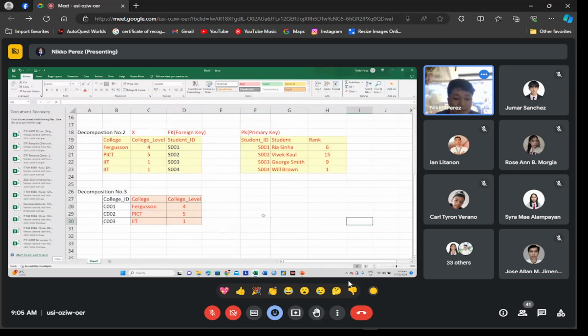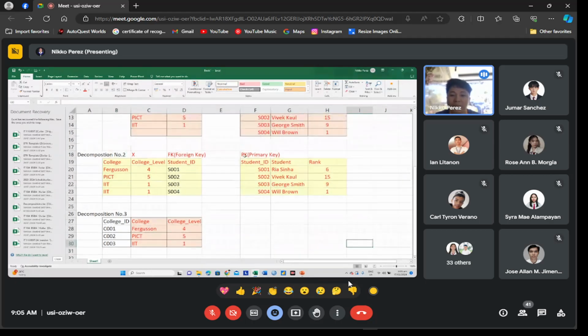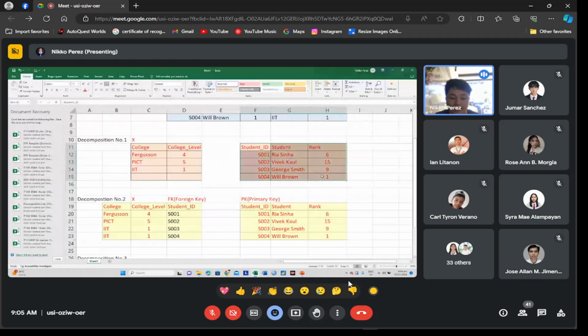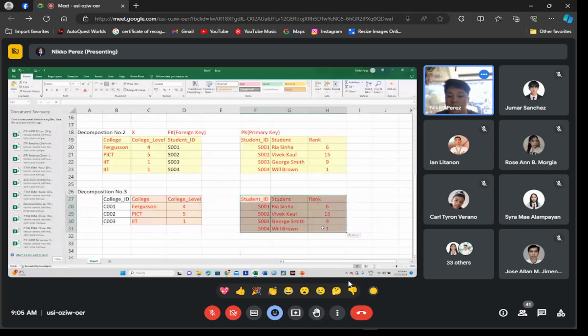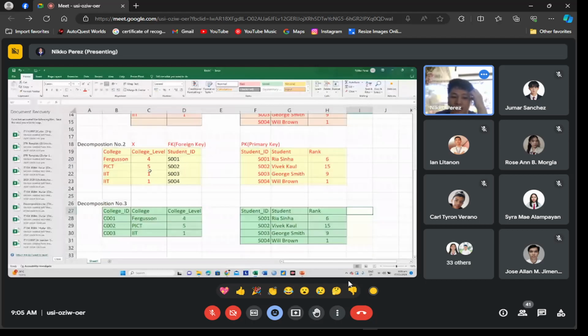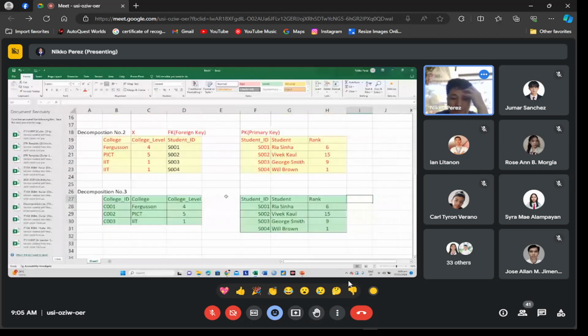Right. Next, the same, I will get the student record here. I will change the colors so that everyone can focus on the color green, and set yellow aside. Now, decomposition number 3.